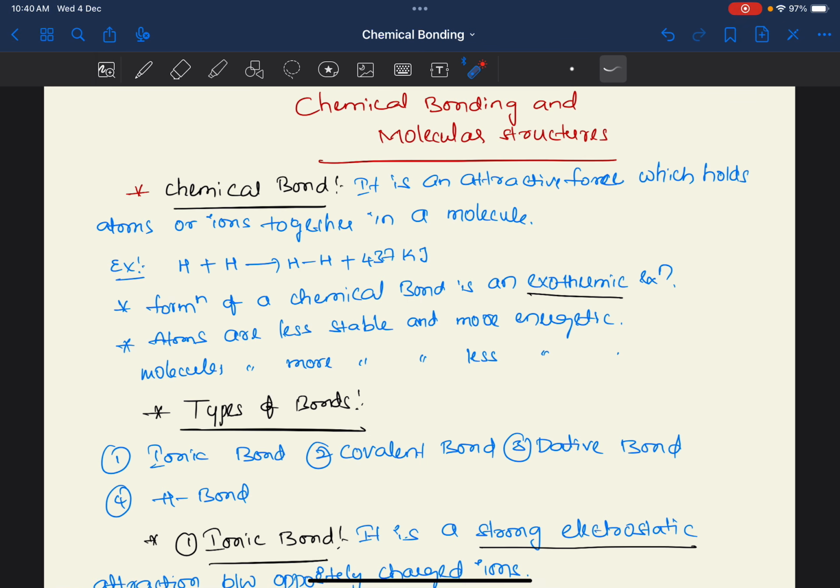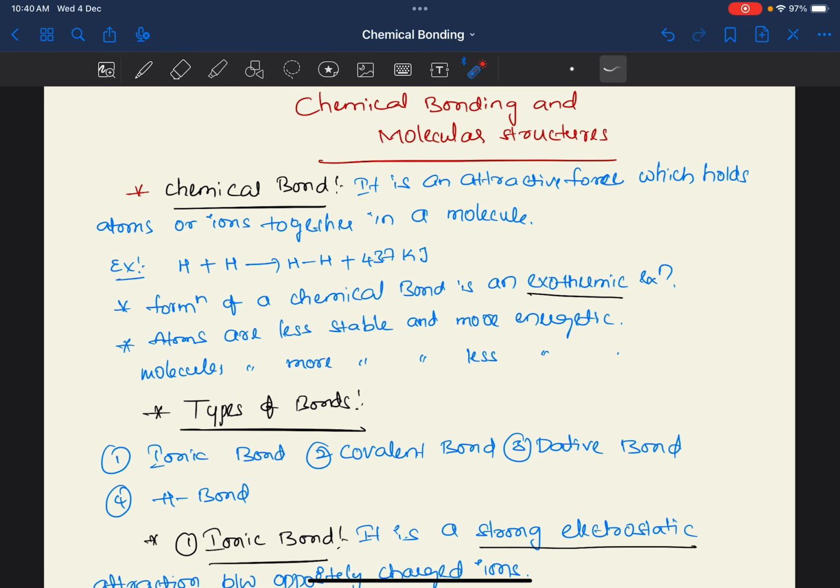For example, a hydrogen molecule is formed by the attraction of two hydrogen atoms. In between two hydrogen atoms, attractive forces are developed, so therefore the hydrogen molecule is formed. Along with that, 437 kilojoules of energy is released. That's why the formation of a chemical bond is an exothermic reaction, because in the formation of a molecule, energy is liberated.